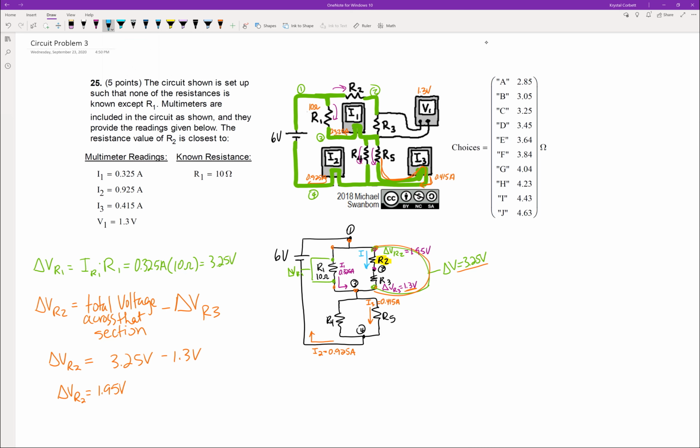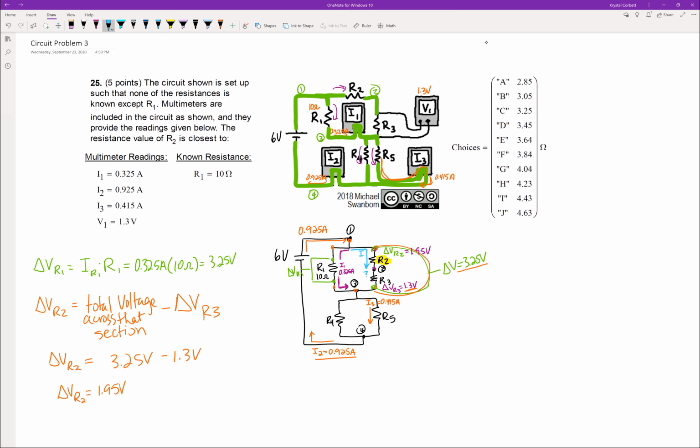Now, do you see how we can find the current that passes through R2? I know that the current that goes towards ground is 0.925 amps. If that's the current that goes towards ground, that's also the current that leaves the power source because that's the total current in the circuit. So the current that leaves the power source is 0.925 amps. And if 0.925 amps is what enters node 1, I know what's exiting node 1 is 0.325 amps, and whatever the value of current is that passes through the R2 and R3 resistors.